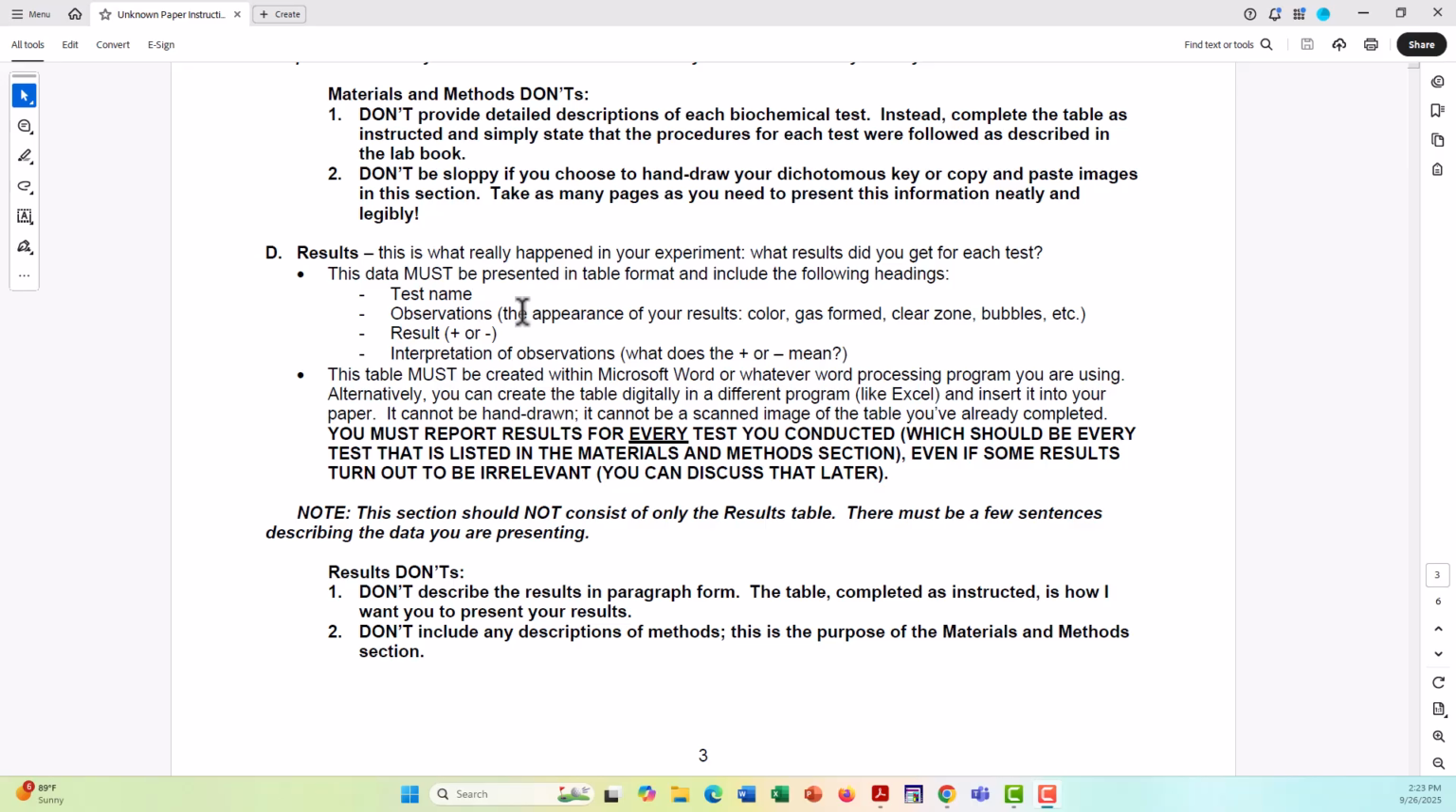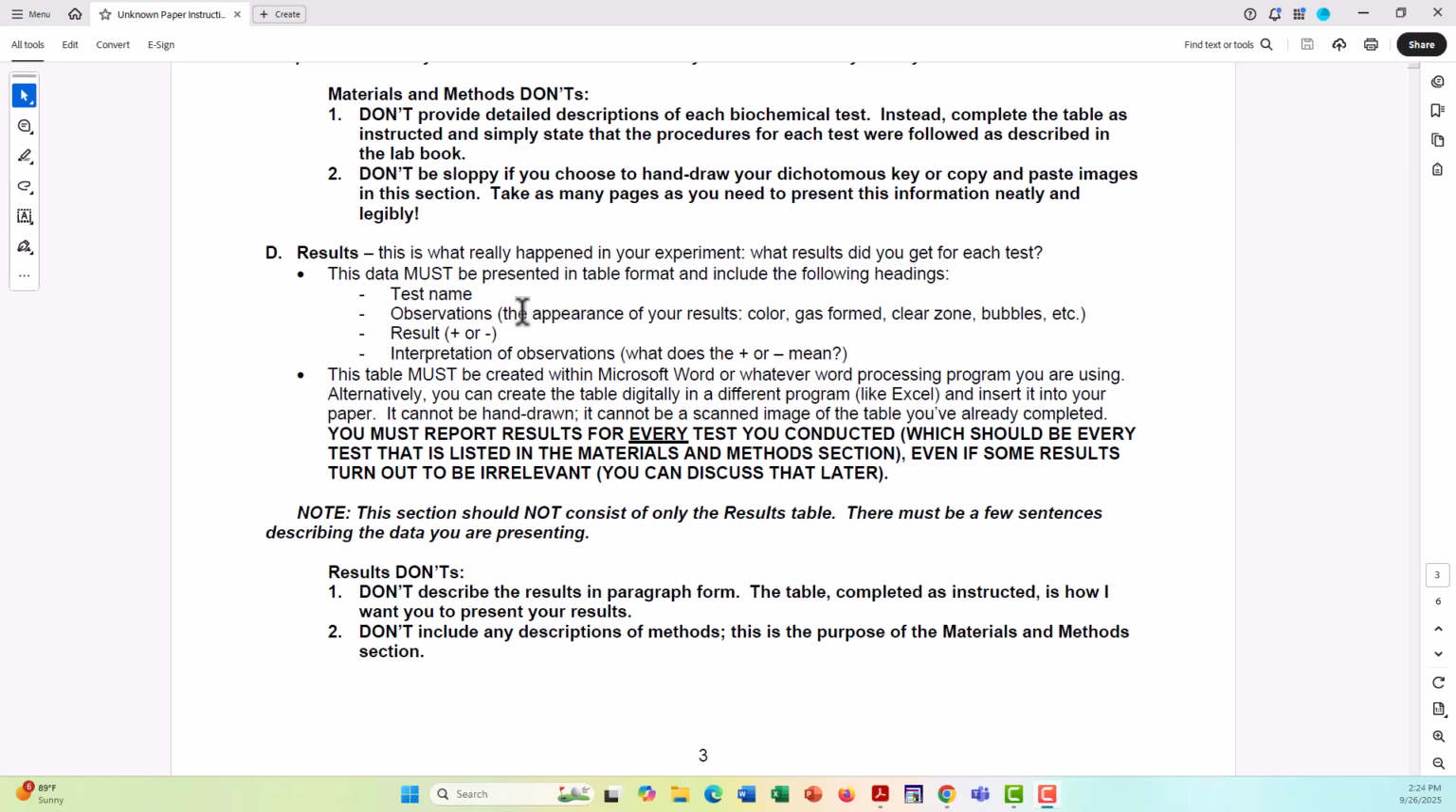This table needs to be regenerated. It needs to be a brand new table. You cannot just scan the table you filled out, the one that I gave you to fill out as you were doing your experiments, and include that in here. You need to recraft your table. It has to be digital, so it's neat and I can read it.